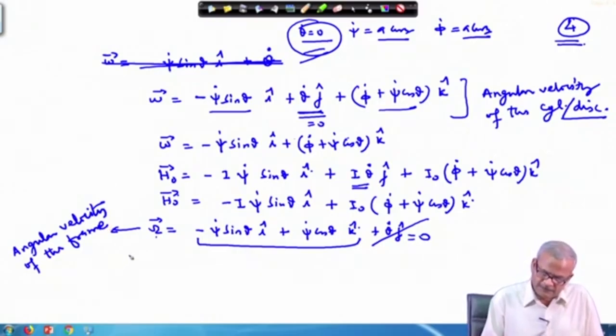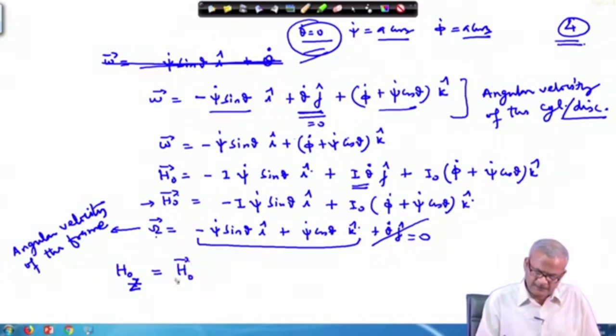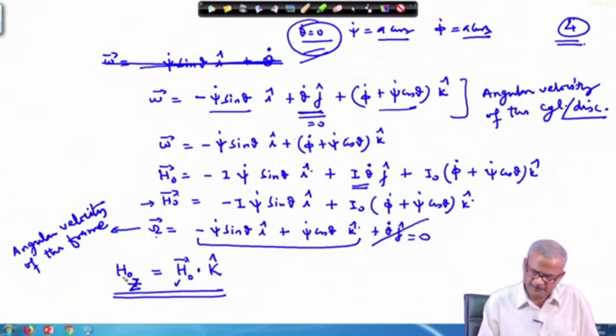If we look for the momentum component along the capital Z axis, just we need to take the dot product of this with respect to capital K, and that will give you the momentum component along the Z axis.